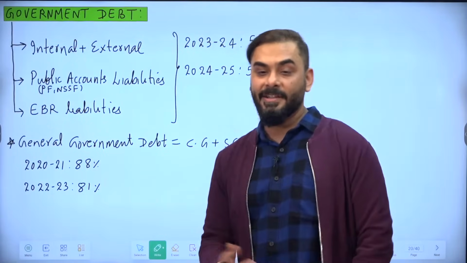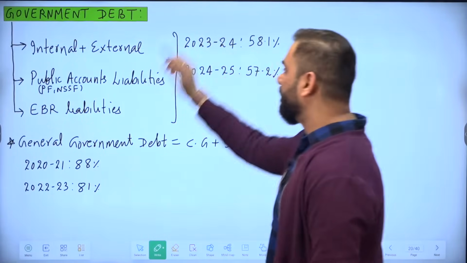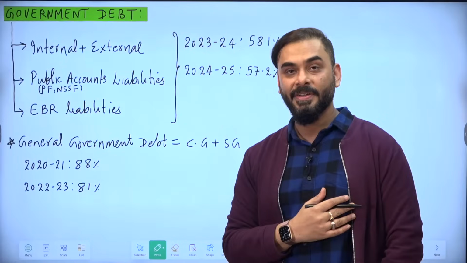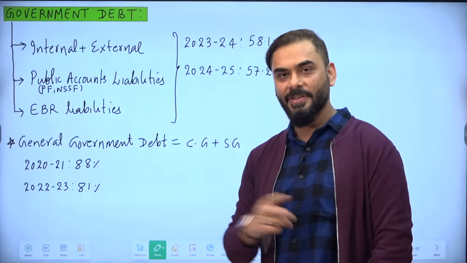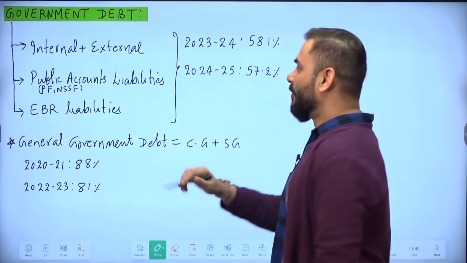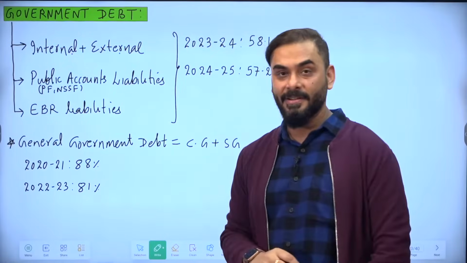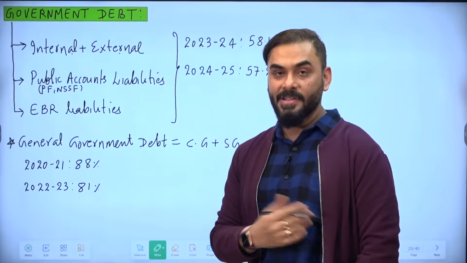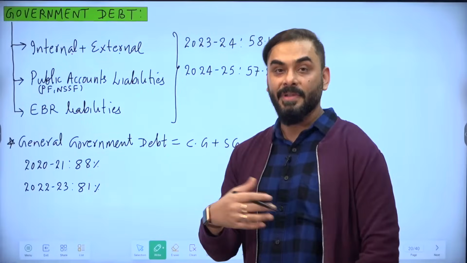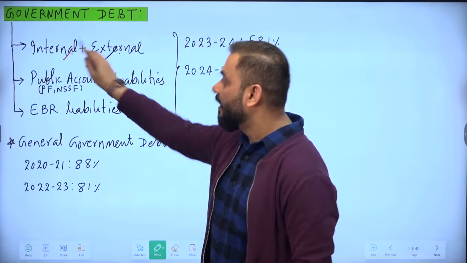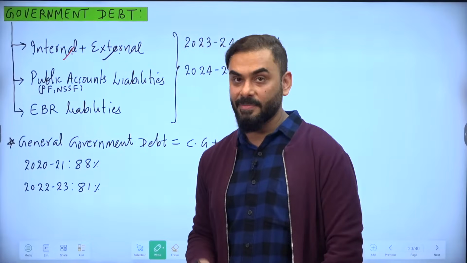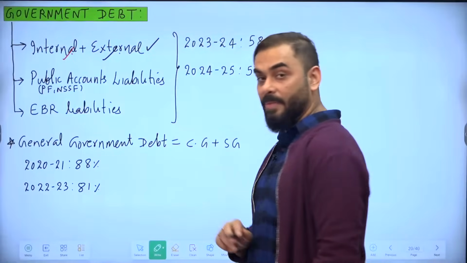Now, what is government debt? Government debt means the various channels through which the government borrows, right? For example, internal and external debt, this is called public debt. The Government of India borrows by selling treasury bills and government bonds, or the government takes a loan from the World Bank. That is external, and internal is when the government borrows money by selling treasury bills. So internal and external, this is called public debt.